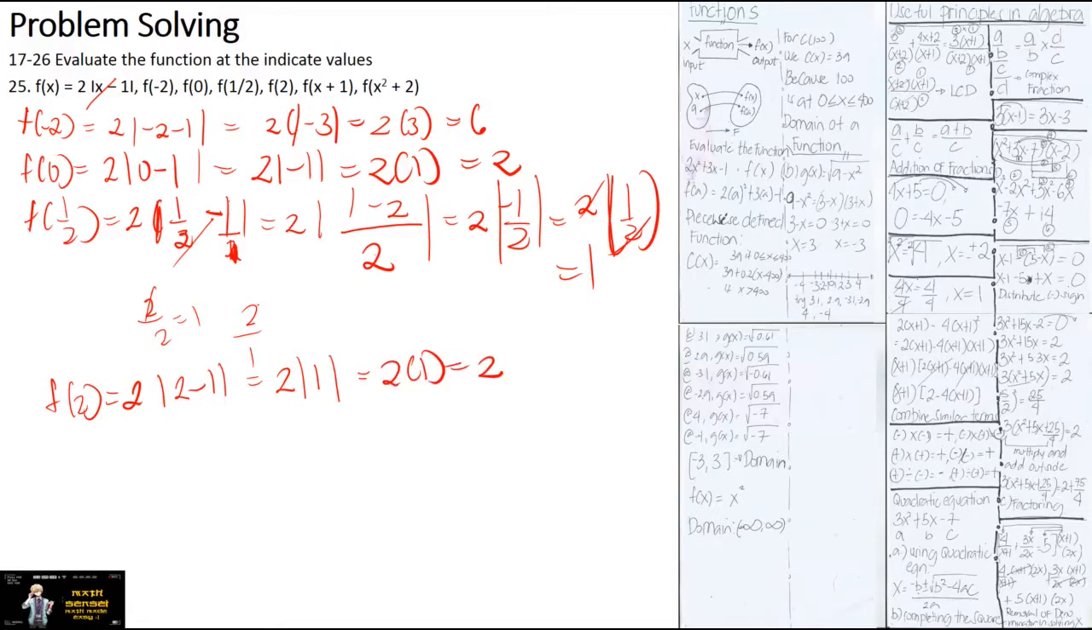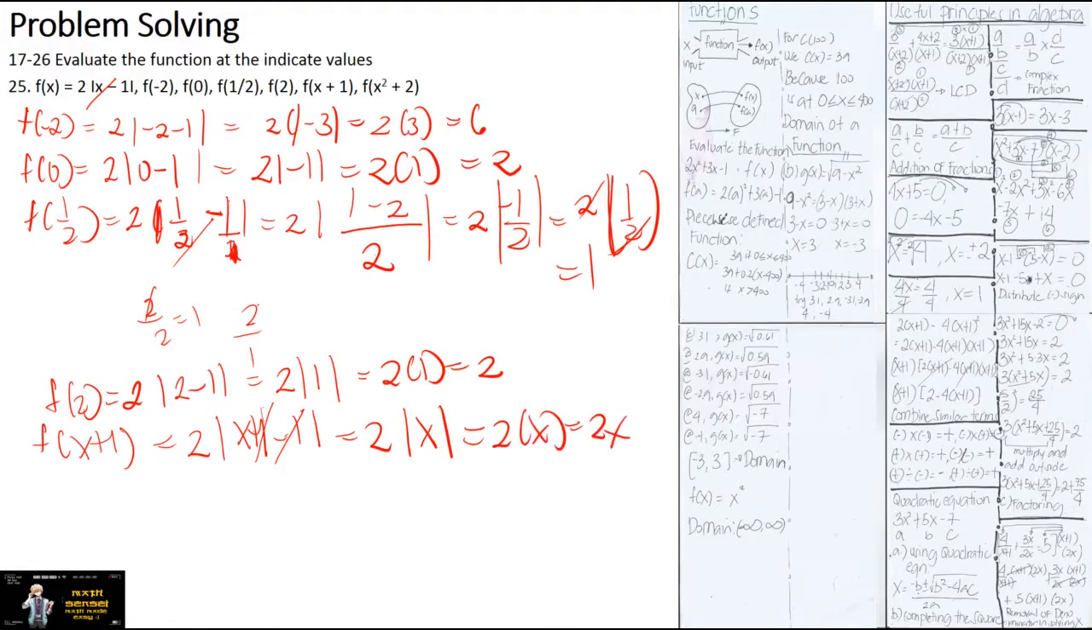Okay. The next one is f of x plus 1. So we will do 2 times, replace the x with x plus 1. That will be the absolute value of x plus 1 minus 1. Plus 1 and minus 1 are the same number with different signs, so they cancel out. It will become 2 times the absolute value of x, that will be 2x. Right?